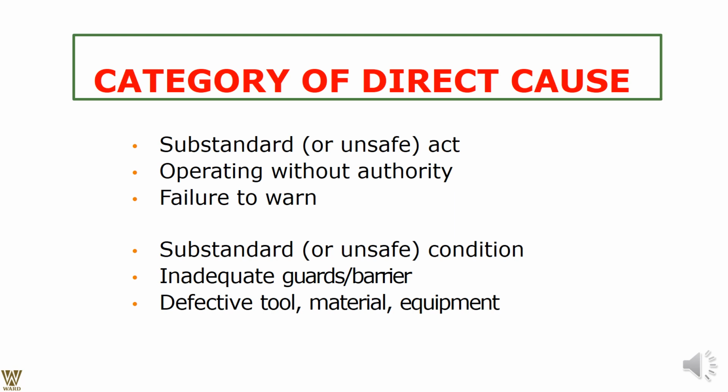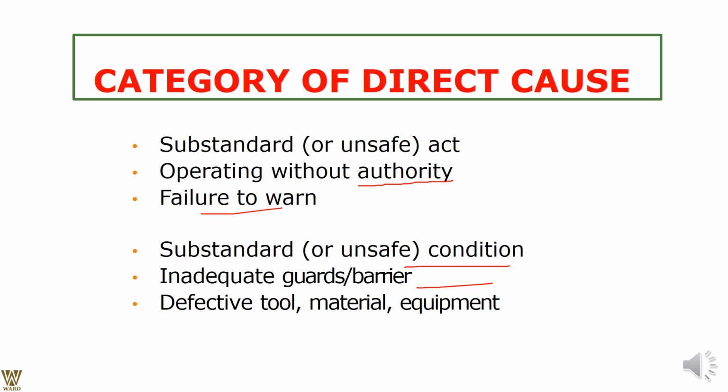So let us have the categories. Number one is substandard quality material that you have been utilizing. As a result, probably the bridge that you were building clumps down and comes down heavily, because of the substandard quality. Operating without authority, where you are not taking proper permission or proper tests of the sustainability and health of the equipment, and so on and so forth. Failure to warn is one of the major things that comes around. The substandard, unsafe conditions: inadequate guards, barriers, defective tools, material, equipment.